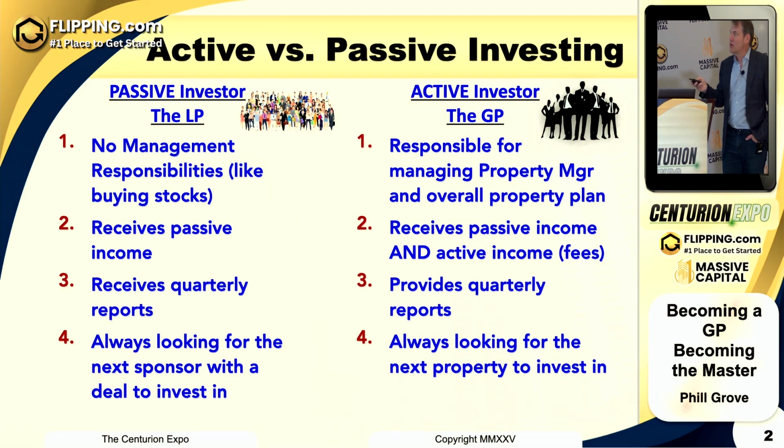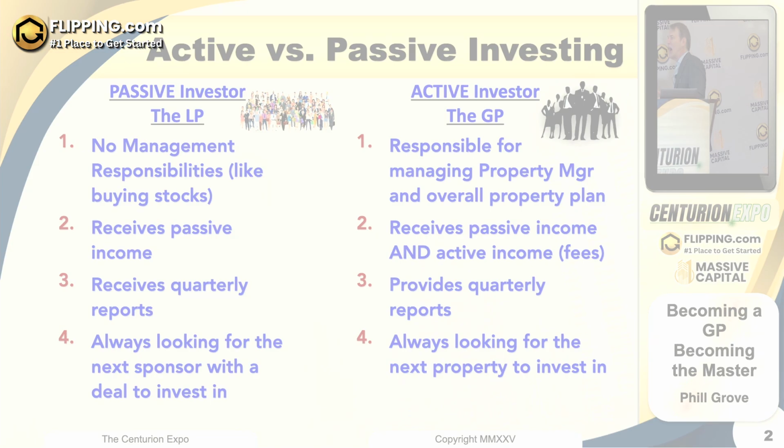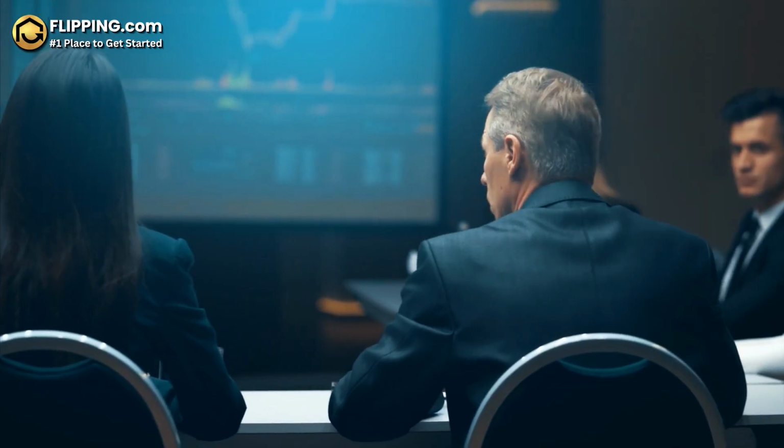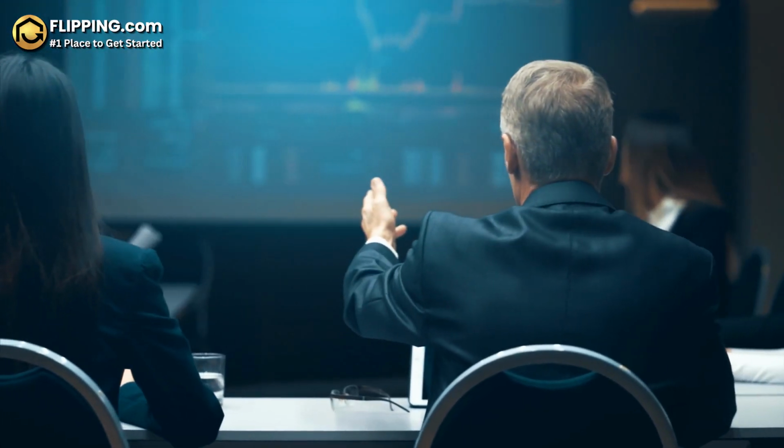The limited partners don't have any management responsibilities, like buying shares in Apple Computer. You don't run Apple Computer or make any of the decisions. You're just a shareholder, like buying stock. The GP is responsible for managing the property manager and the overall project. They're in charge of everything.